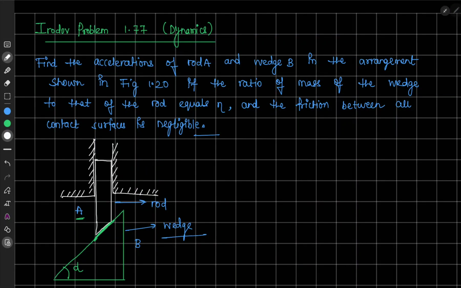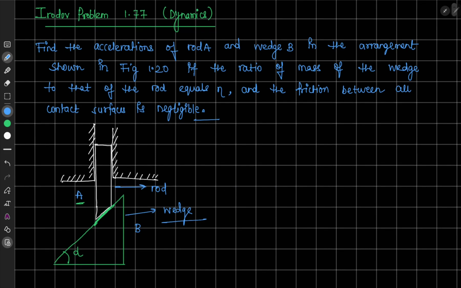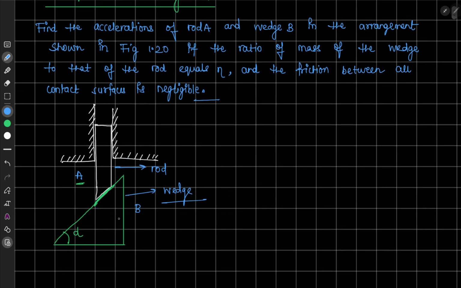Hello everyone, in this video we are going to solve problem number 1.77 from Irodov, and that is related to dynamics. So let us first understand the problem and then we will solve it step by step. Here we have this particular arrangement in which we have rod A and wedge B, and we need to determine the accelerations of rod and wedge.